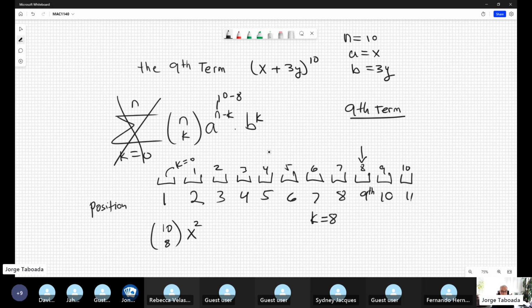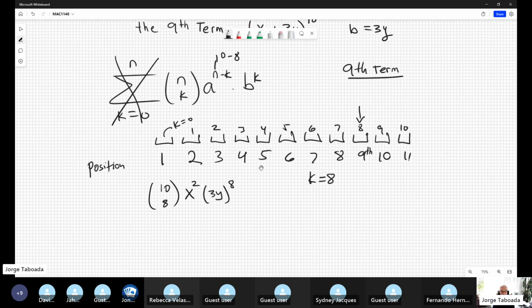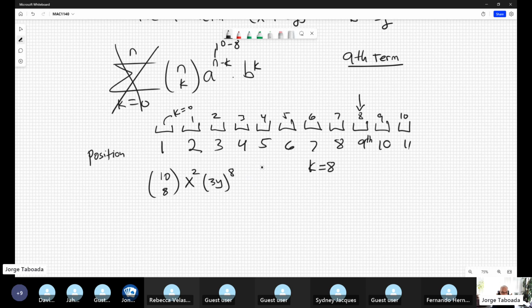The power 2. And B is 3y. 3y raised to the 8 power. We almost finished. Now compute the combinatory number.